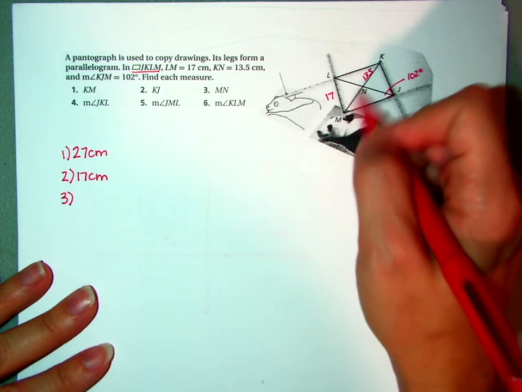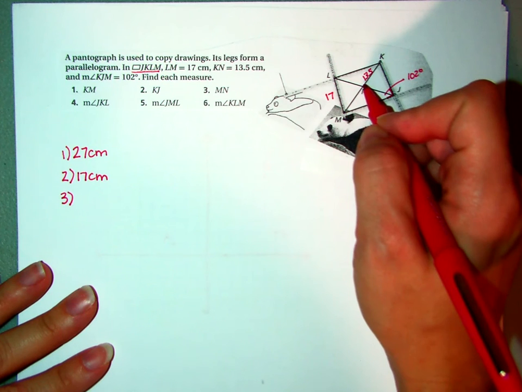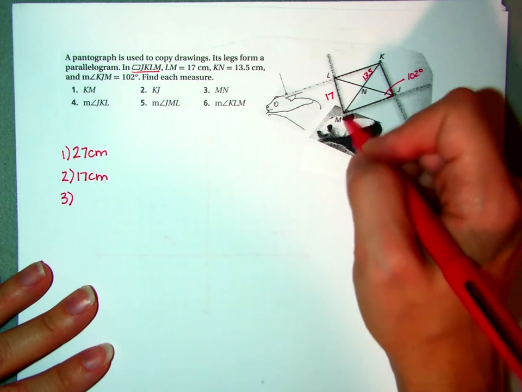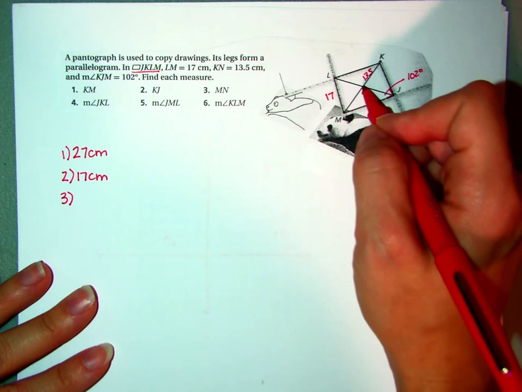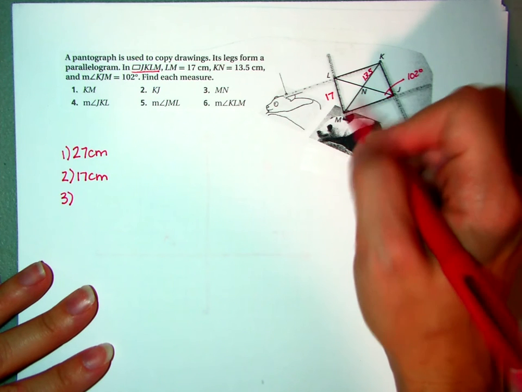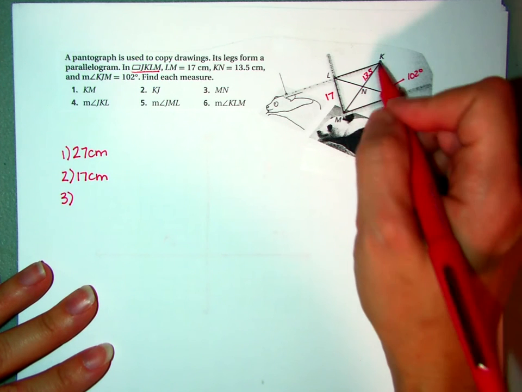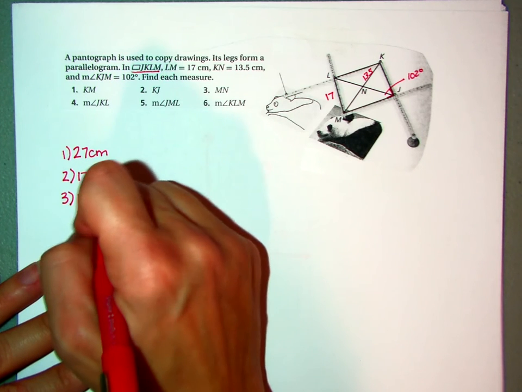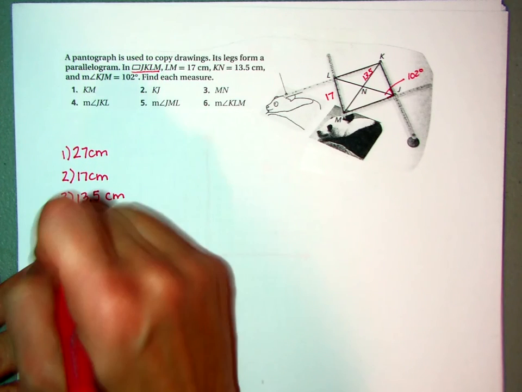The next one we're asked to find is MN. Now we already know from before when we found KM that MN is going to be bisected, or it's a diagonal that's part of the bisected part for KM. So since this is 13.5, MN is also 13.5 centimeters.